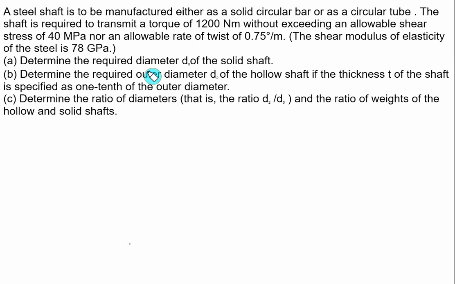Then the second constraint we have is the twist, that is theta by L is 0.75 degree per meter. So using this constraint we'll get another set of diameter. You have to select the larger value and then find out the diameter required, D0, of the solid shaft. Then determine the required outer diameter D2 of the hollow shaft if the thickness T of the shaft is specified as 1/10 of the outer diameter.